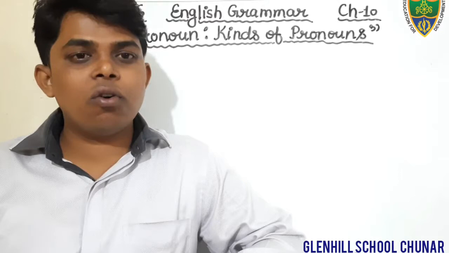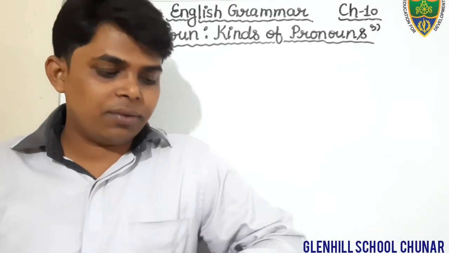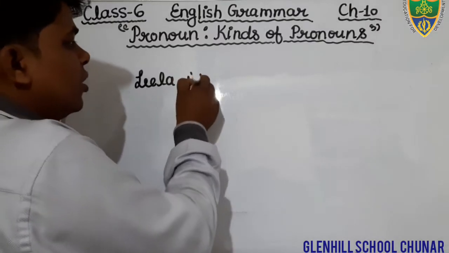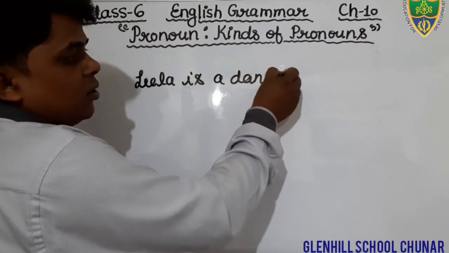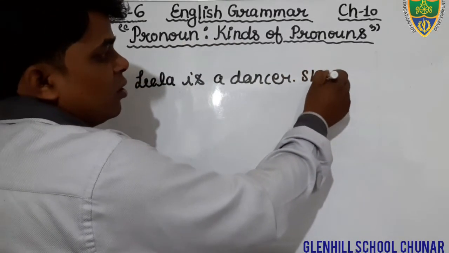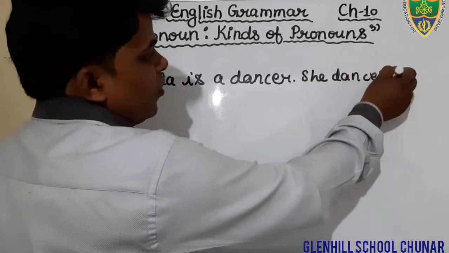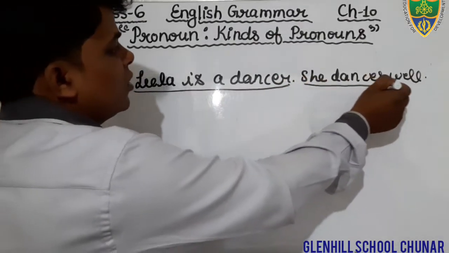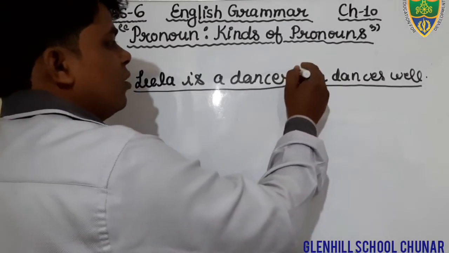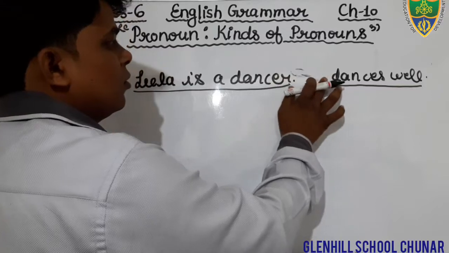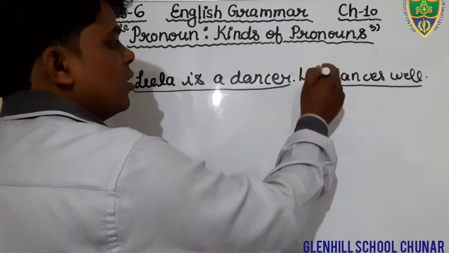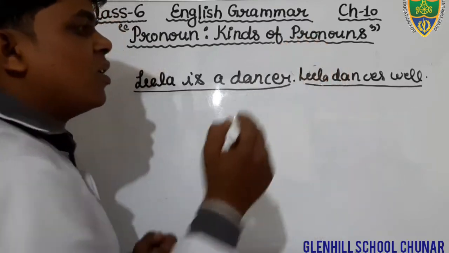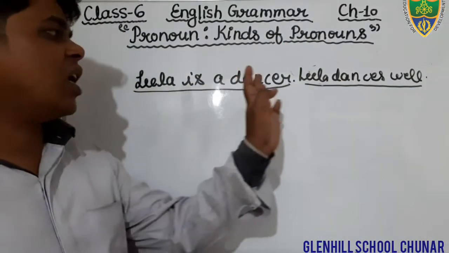Dear students, I had also given examples. For example, I told you that Leela is a girl. Leela is a dancer. This is one sentence. She dances well. Dear students, there are two sentences: Leela is a dancer, and she dances well.